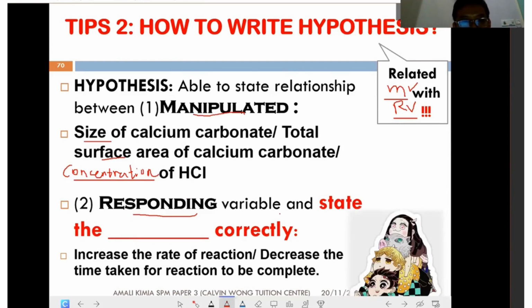So the responding variable must take direction correctly. Apa maksud direction? This one important. Direction means what? One way direction, two way. So now I'm talking about direction one way only. What is meaning? You see?